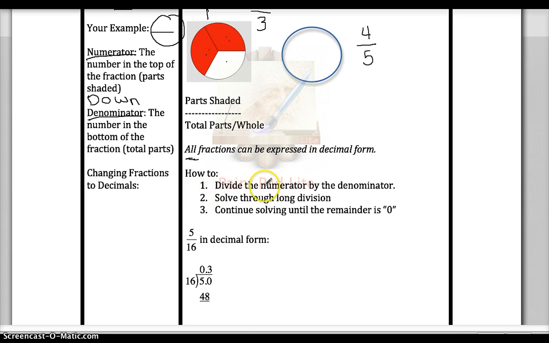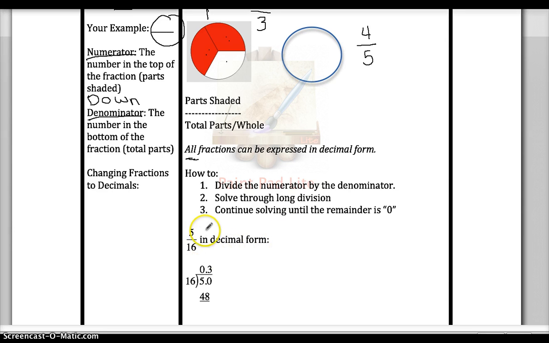First, you're going to divide the numerator by the denominator. And we just learned what those words mean. The numerator is the top, the denominator is the bottom, and we're going to solve through long division. And I know you all love long division. So we're going to have to use some long division to solve these problems. And then we need to continue solving until the remainder is 0 for these problems.